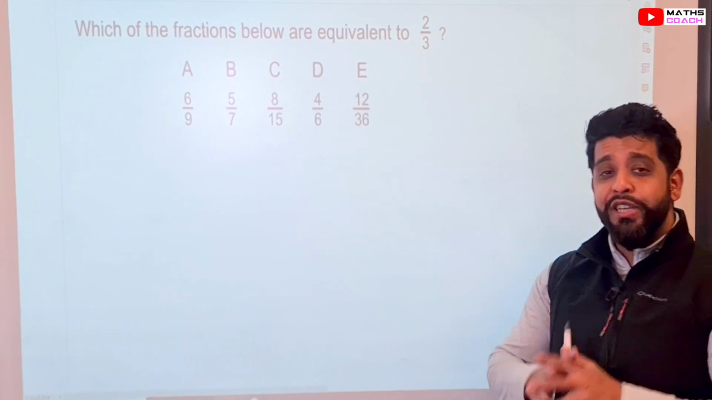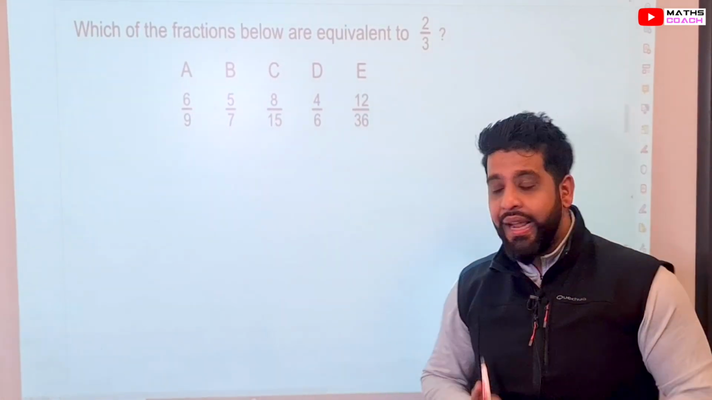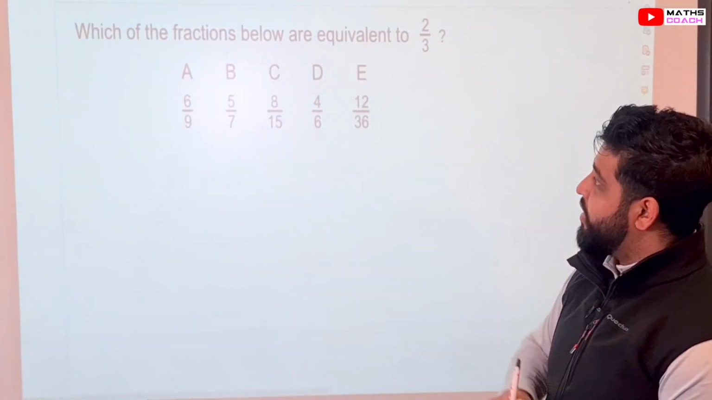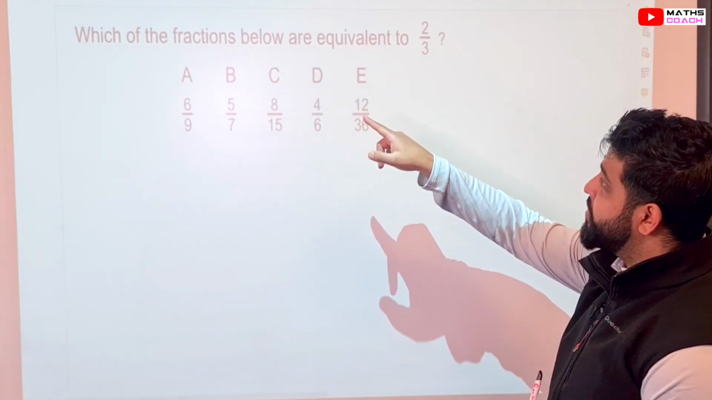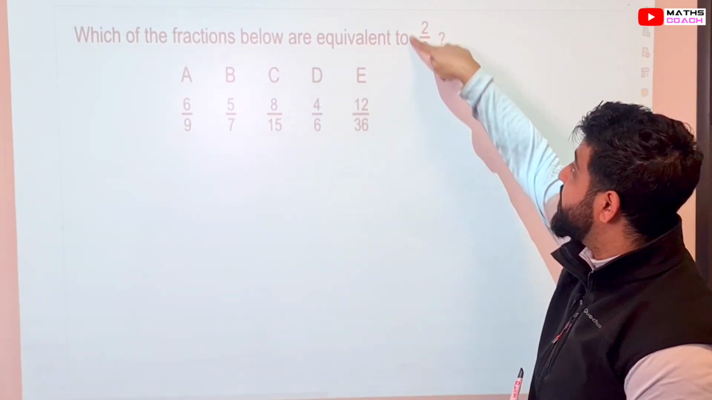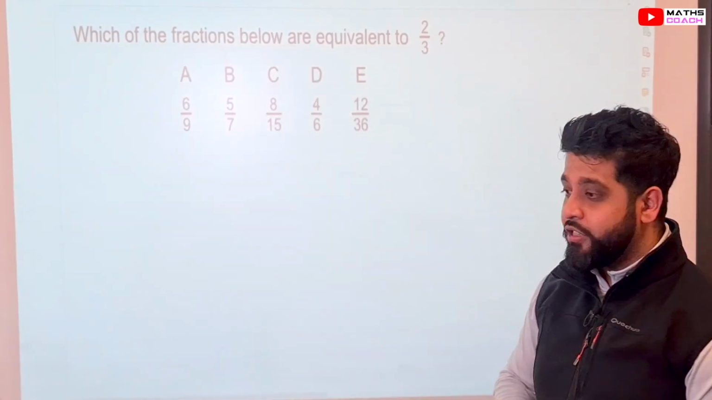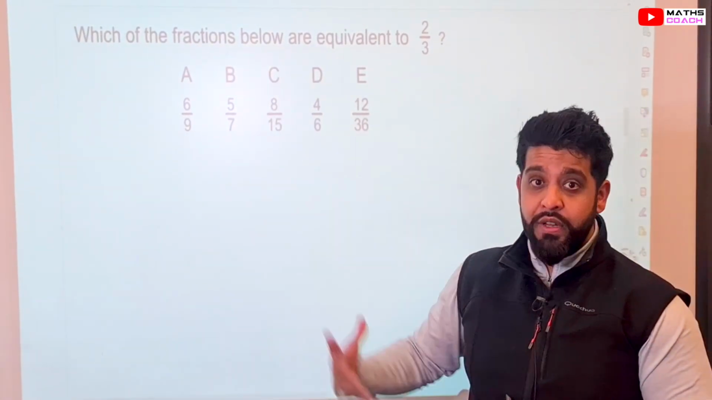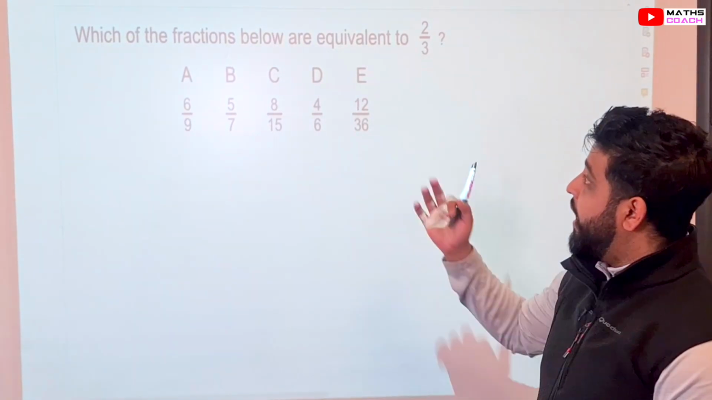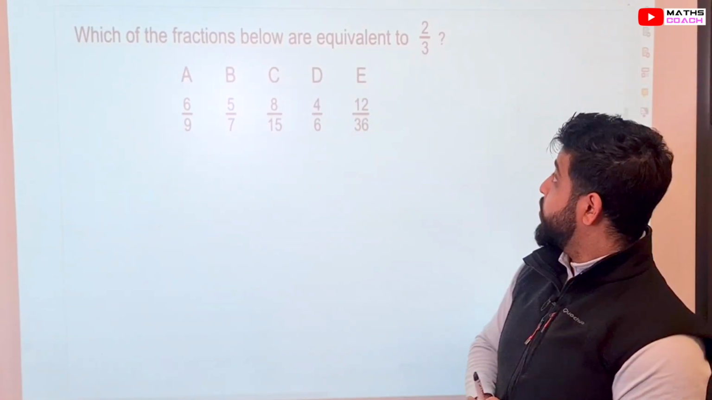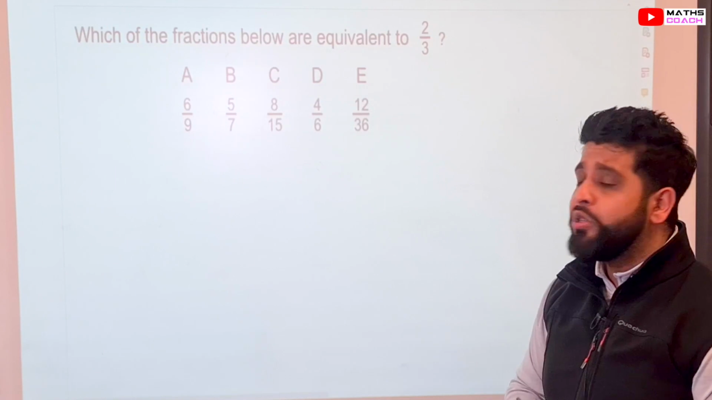Now, as a plenary to this lesson, as a nice lesson ending, I want to have a look at a question like this. So it says, which of the fractions are equivalent to 2 over 3? And you're given a choice of 5 fractions, and maybe several of them, or maybe one of them at least, is equivalent to 2 over 3. Now, how do we do this?